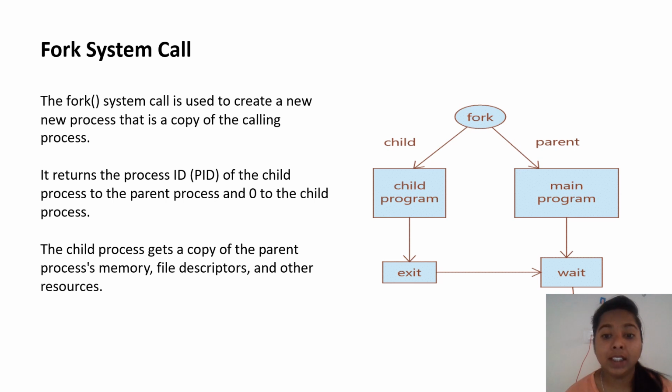After fork, there are two processes: the child and the parent. In the child process, exec is called, but in the parent process, the main program continues, or it calls wait.